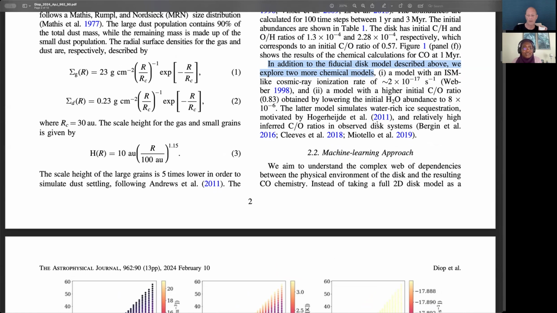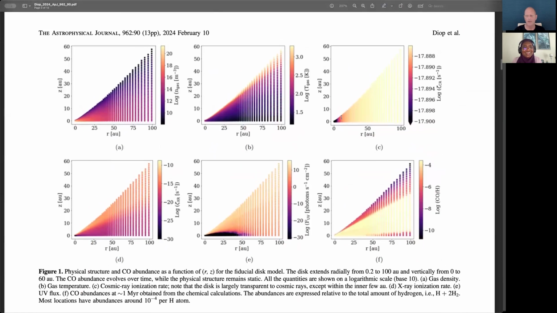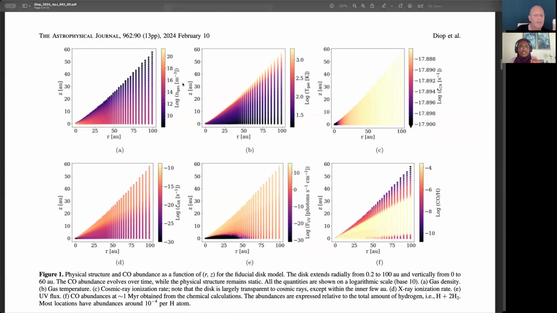So now you can go to figure 1. Figure 1 is showing the physical structure of the disk and the CO abundance as a function of radius and height. In each panel, respectively, we're showing the gas density, gas temperature, the cosmic rays, the X-rays, and the UV. And the last one is the CO abundance relative to hydrogen.